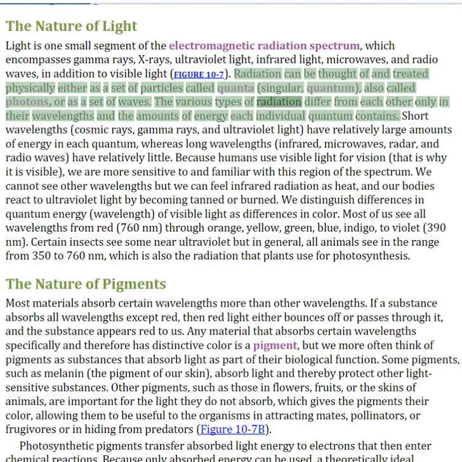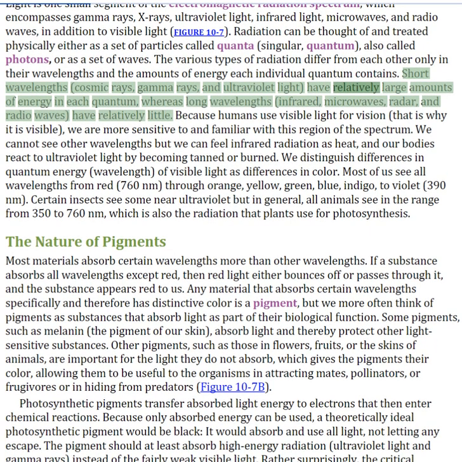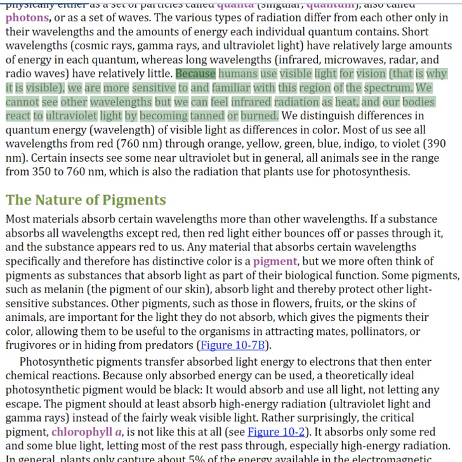The various types of radiation differ from each other only in their wavelengths and the amounts of energy each individual quantum contains. Short wavelengths have relatively large amounts of energy in each quantum, whereas long wavelengths have relatively little. Because humans use visible light for vision, we are more sensitive to and familiar with this region of the spectrum. We cannot see other wavelengths, but we can feel infrared radiation as heat, and our bodies react to ultraviolet light by becoming tanned or burned.